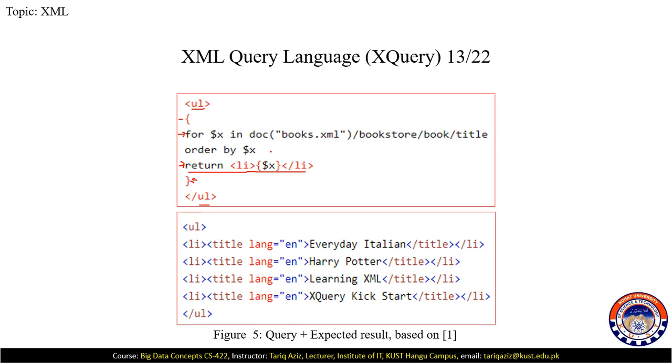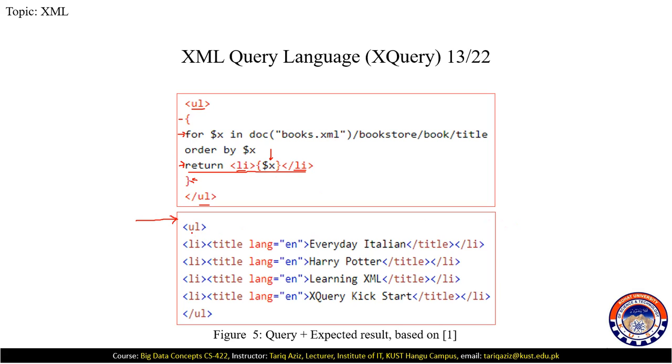Okay, whatever is in this variable x, we want to return this result, but we want to return it as an HTML list. That's why we enclosed this variable x in the li tag and then the closing li tag. So this is the expected result of the query.